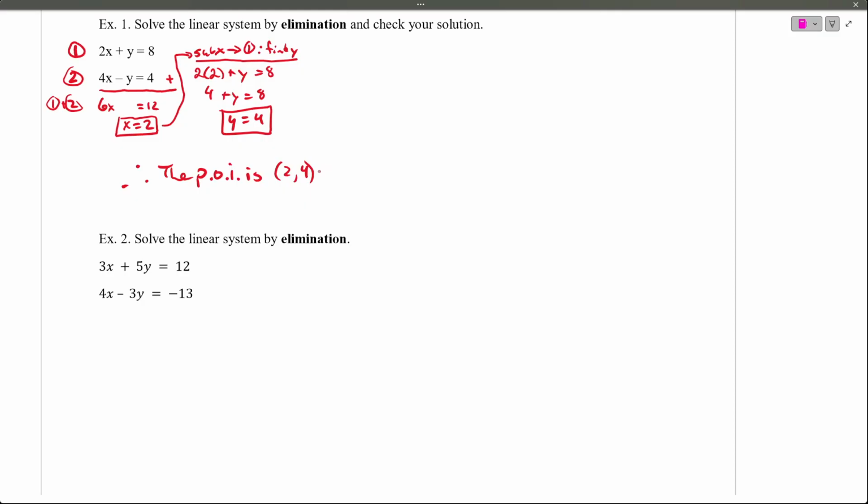Great. But this question specifically asks us to check our solutions. That means we have to do a left side, right side check on both equations. So let's say check 1, and we'll do check 2 over here. So we have left side, and we have right side. Over here we have left side, and we have right side.